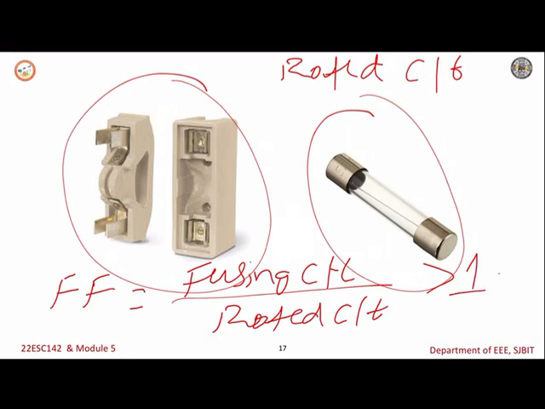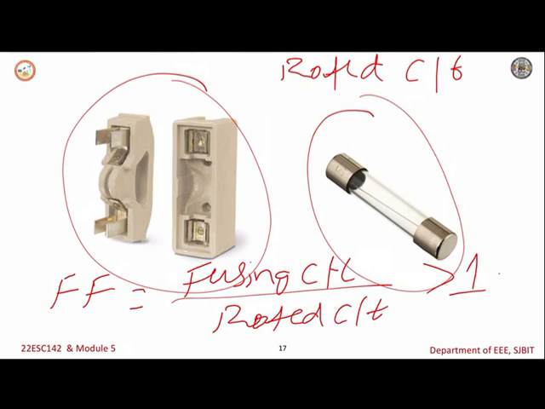Usually the fuse elements that we are using are made up of copper, zinc, lead, tin, aluminium, etc. These are all the materials from which the fuse element is made.